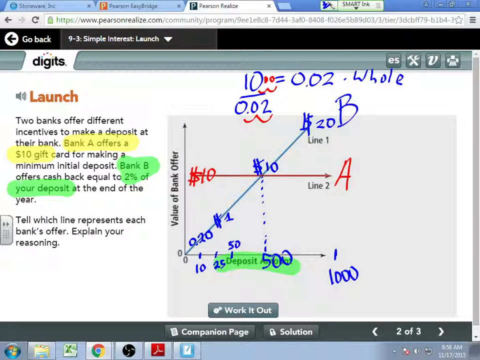Is that a bad minimum initial deposit of 20 cents? Is that bad? Well, they don't tell us what the minimal initial deposit is. They would probably say you can't just give us $10. If we're going to give you a $10 gift card, you can't only put $10 in the bank. So it might be like a minimum deposit of $100 or something like that.